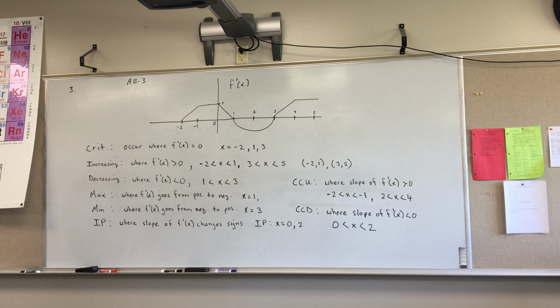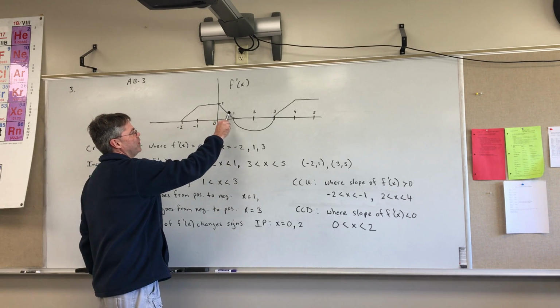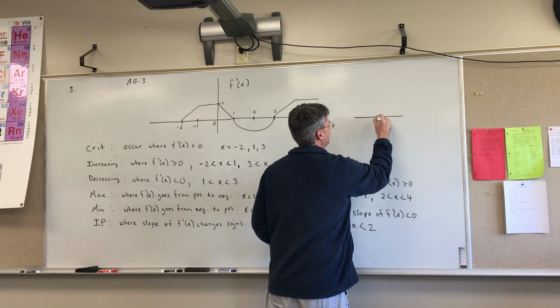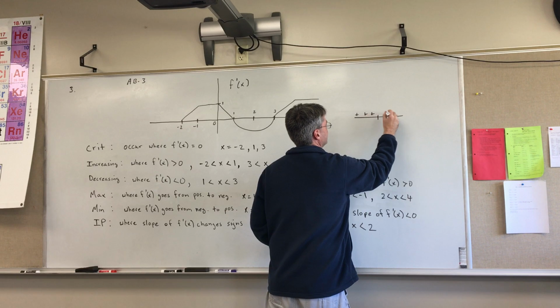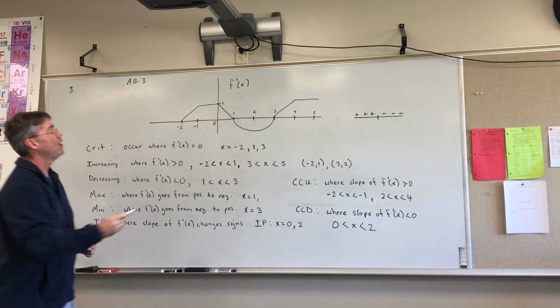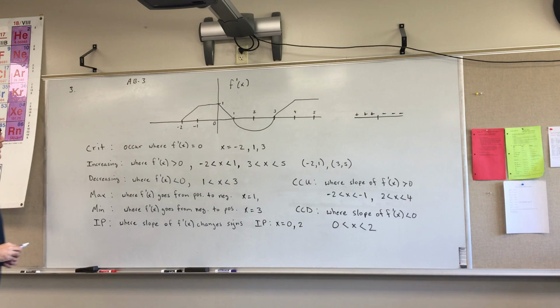Where do we have a max? Well, it's where f prime of x goes from positive to negative. Remember with our sign lines, when we wanted to figure out a max and you had a critical point, positive, negative. So where does it go from positive to negative? At 1, right here. Okay, so that's the only max.